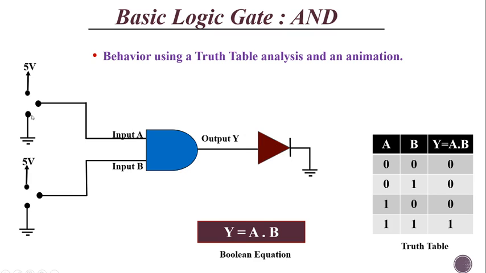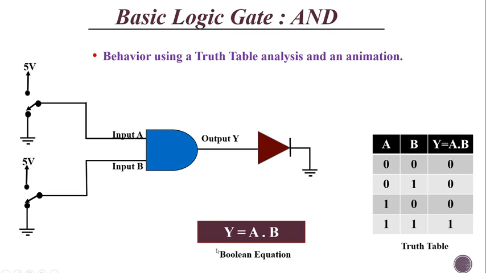So here the two switches are connected to these inputs A and B. These are two-way switches, so each will be connected to the plus 5 volt, or it will be connected to the ground, or 0 volt. So here is the truth table. Let's apply the first combination of inputs to the AND gate, and let's check whether we get this output or not.